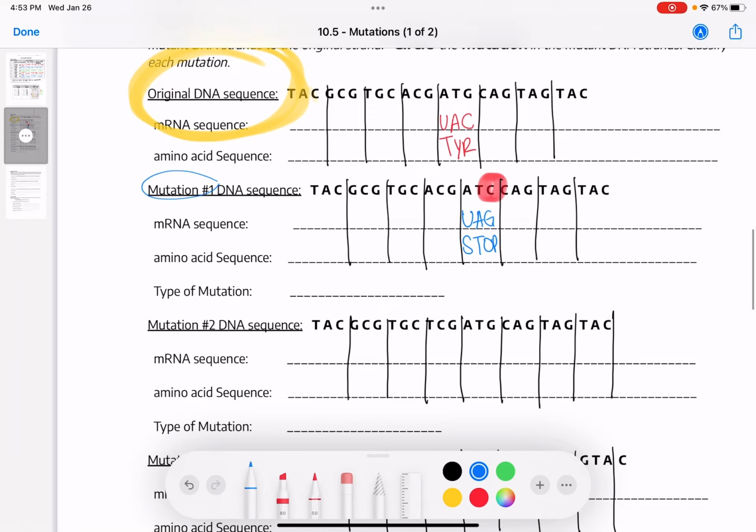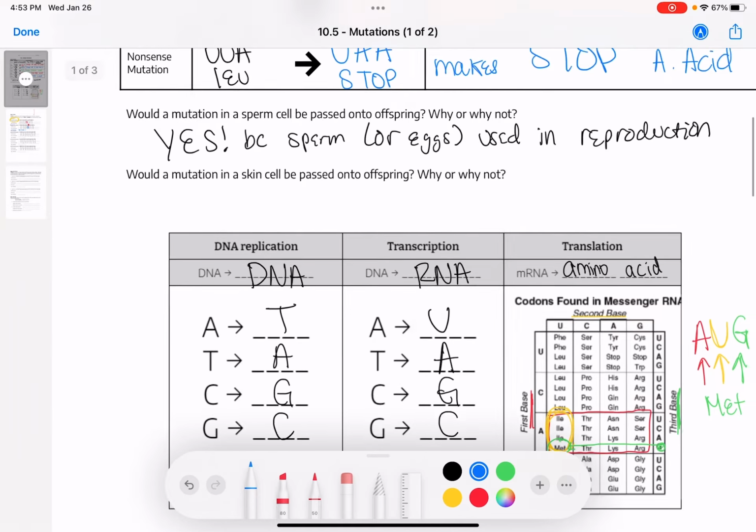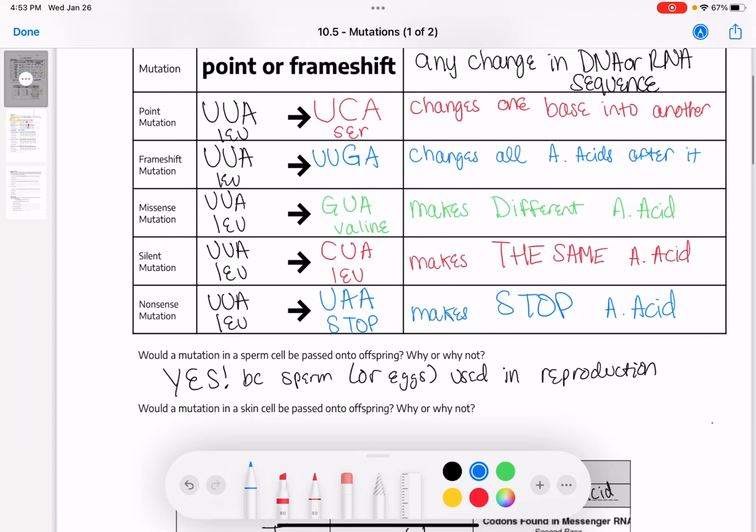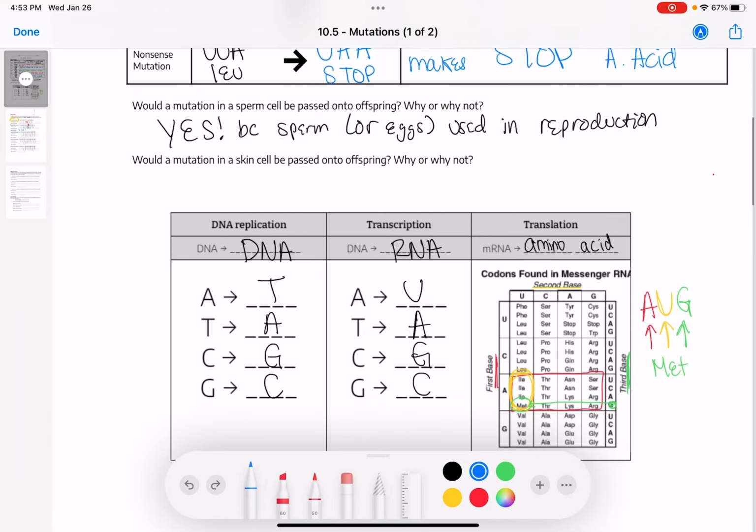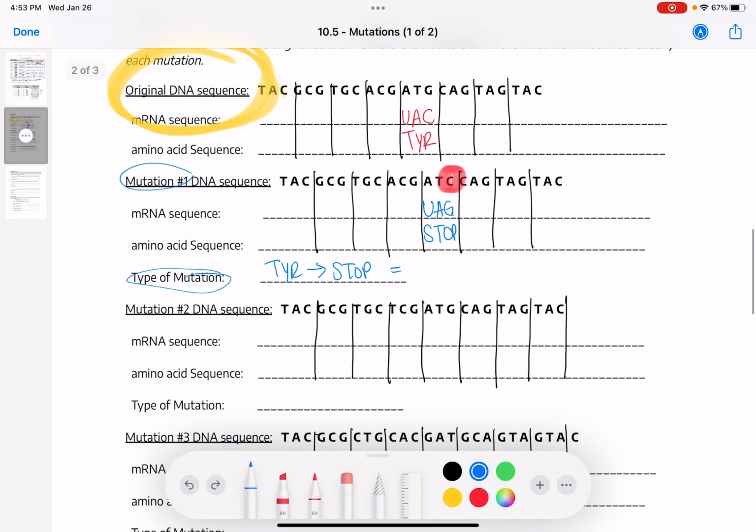So when it comes to the type of mutation, I originally had a TYR, then I had a stop. So that means, what type of mutation is that? This one right here, because it made a stop codon. It went from one amino acid to a stop codon. That tells me that it is a nonsense mutation.